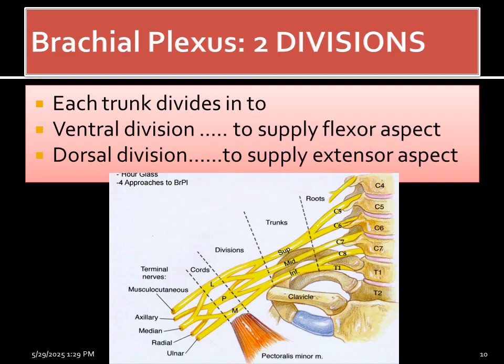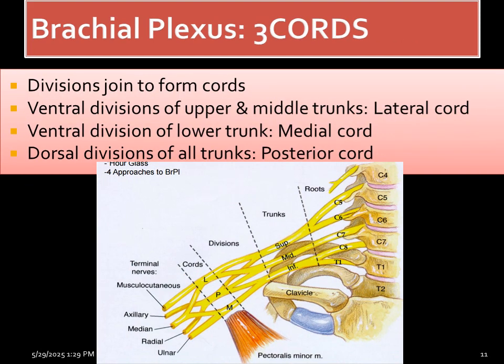What is the purpose of the ventral division? It supplies the flexor aspect of the arm and forearm in the upper limb. The dorsal division supplies the posterior surface, or the extensor aspect, of the upper limb.